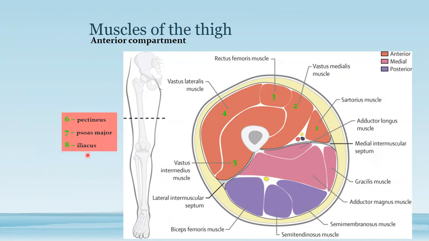So I repeat again: the sartorius muscle, three vastus, vastus medialis, vastus lateralis, and vastus intermedius, and one rectus femoris. So 1, 2, 3, 4, 5. So another three is the pectineus, the psoas major, and iliacus muscles.